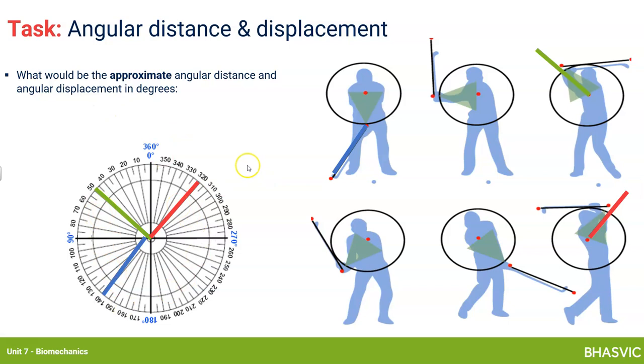What would the angular distance be? So we've got about 90 degrees there. We've got about 270 going around there. So that actually adds up to a total of about 360 degrees. That's the whole total angular distance covered. But what would the angular displacement be? Well, the start position is here and the finish position is here. Either way, the shortest route is about 180 degrees. So angular displacement is 180 degrees from start to finish.